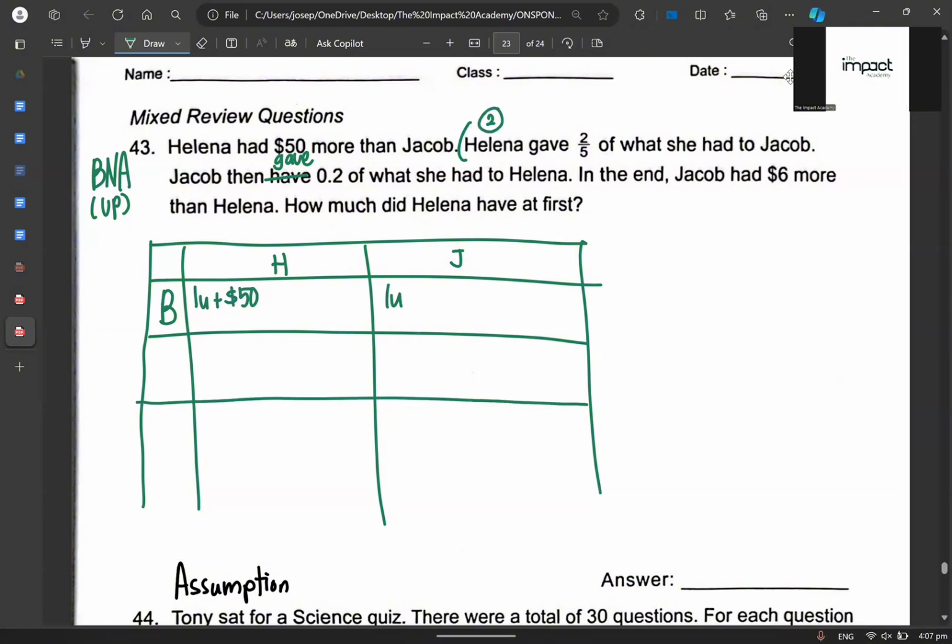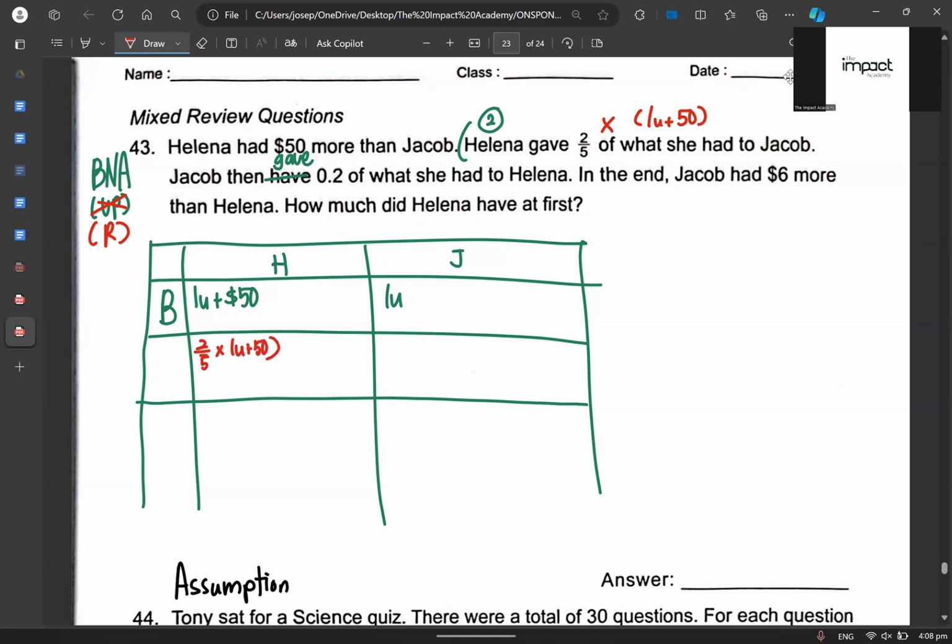Sentence number 2. Helena gave 2/5 of what she had to Jacob. Are you understanding or not understanding? So Helena gave 2/5 of what she had. She had how much? 1 unit plus 50. Very good. So we have 2/5 times 1 unit plus 50.